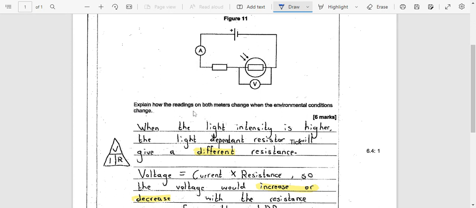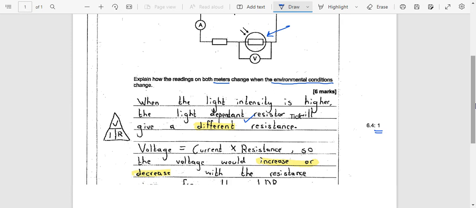If I go back, the question was very vague. It said explain how the readings on both meters, and didn't say what types of meters they were. And it said when the environmental conditions change. That's very vague. What environmental conditions? But this student has identified this component as a light dependent resistor. So it's when the light intensity, when the brightness changes, that the circuit will change. And they've got credit for knowing it is a light dependent resistor, for knowing it depends on light. So they've identified the environmental conditions, and that's how they've got their 1 mark.